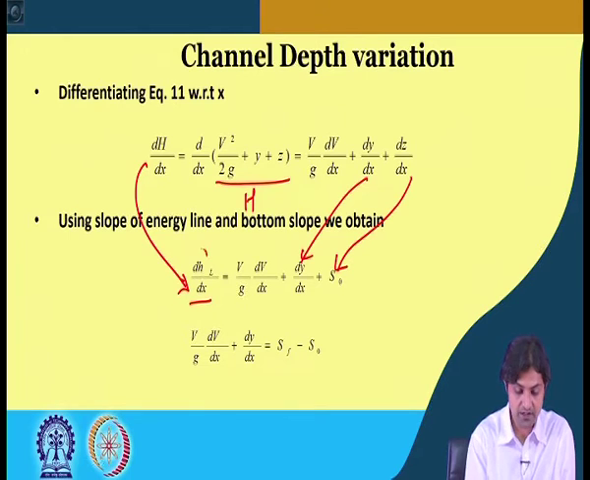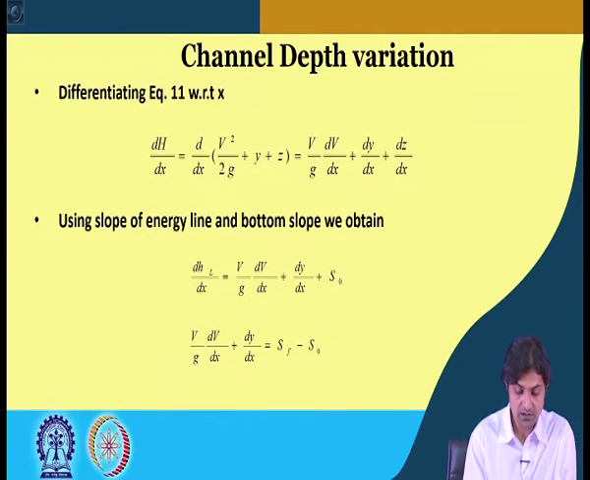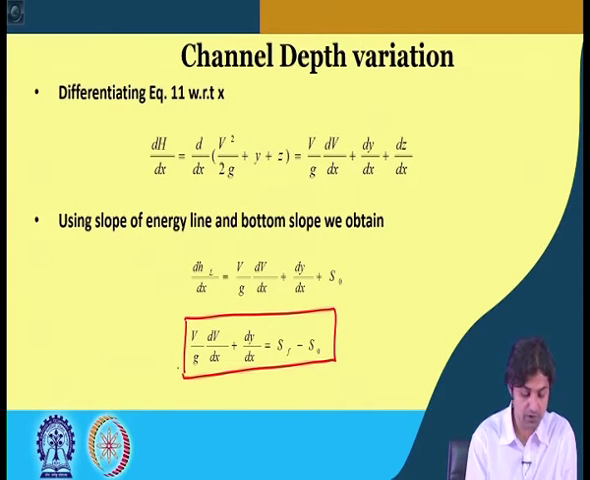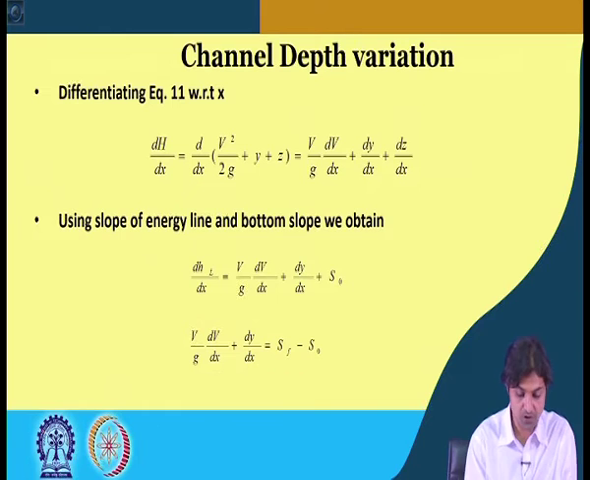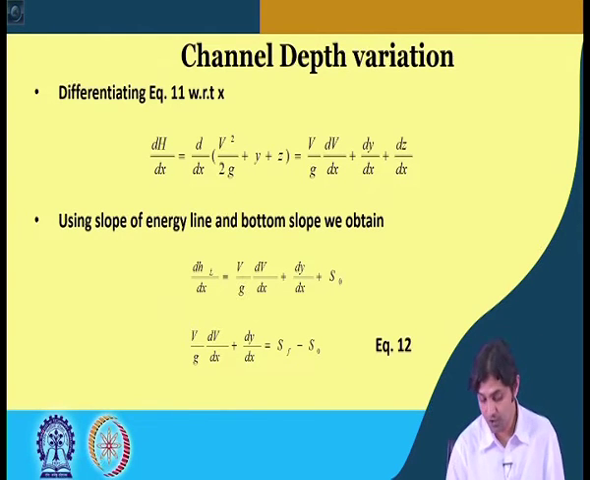What is this value? This is SF, correct. So, v by g dv dx plus dy by dx is equal to SF, S naught can be taken on the left hand side. So, we are able to get v by g dv dx plus dy by dx is equal to SF minus S naught. This is called equation number 12 in our current slides.